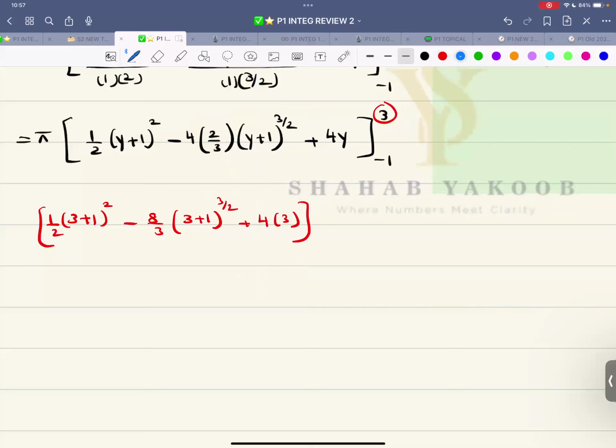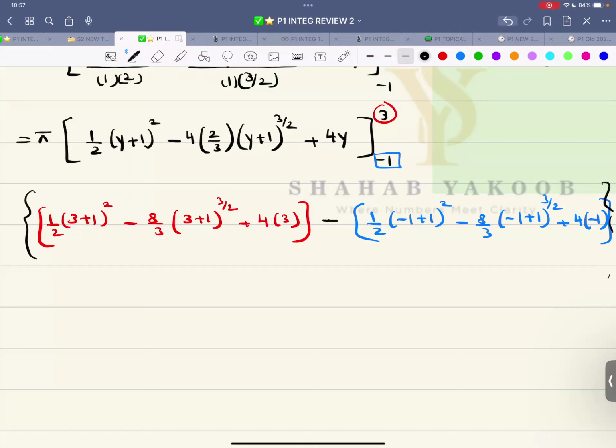And then in blue color, let me plug in -1. So this is half -1 plus 1 whole square. This is -8 over 3. -1 plus 1 raised to power of 3 over 2. And this is 4 times -1. Let me draw a bracket, let me put a minus sign, let me put a curly bracket. There's no space, so let me just be very careful over here. That's a curly bracket. Looks ugly, but accept it right now.